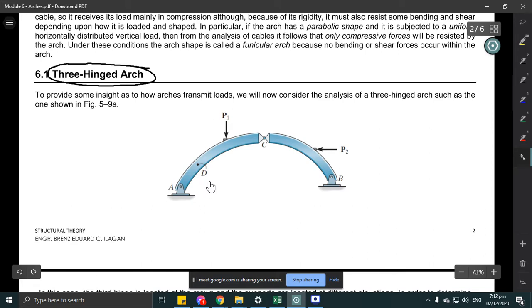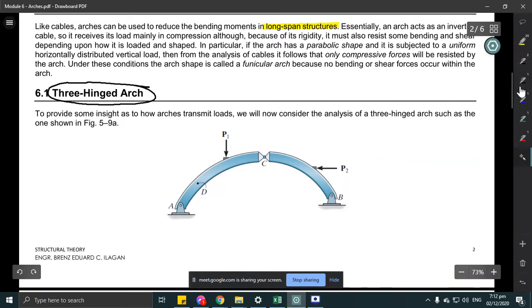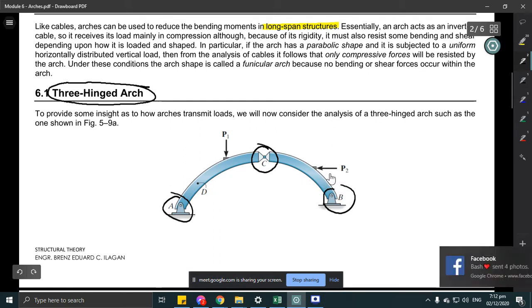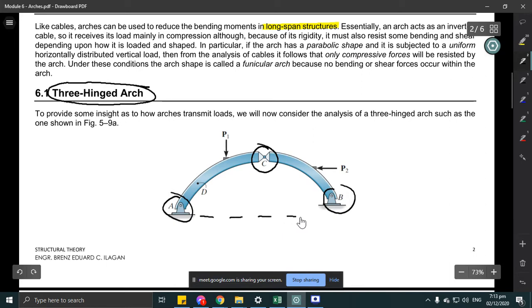So, ayun nga. This is an example of an arch structure. When we say three-hinge arch, meron kang tatlong hinge dito sa figure na to. Isa dito kay A, isa dito kay B, and isa dito kay point C. Shown are the loading. Dito meron kang P1 concentrated load, and then dito meron kang P2. Meron ka ditong point D kung saan hahanapin mo yung force acting at this section. As you can see here in the figure, the support is hindi siya pantay.